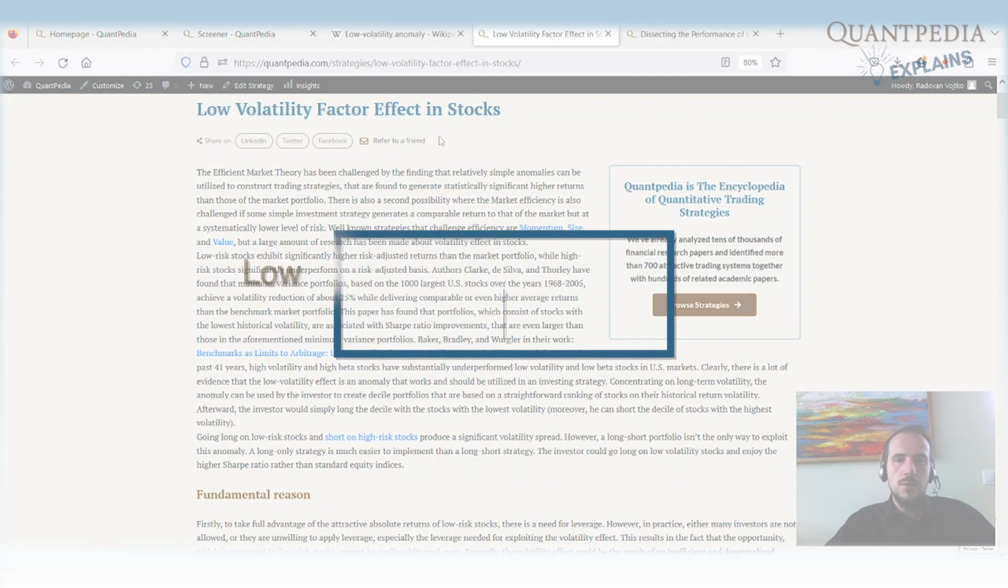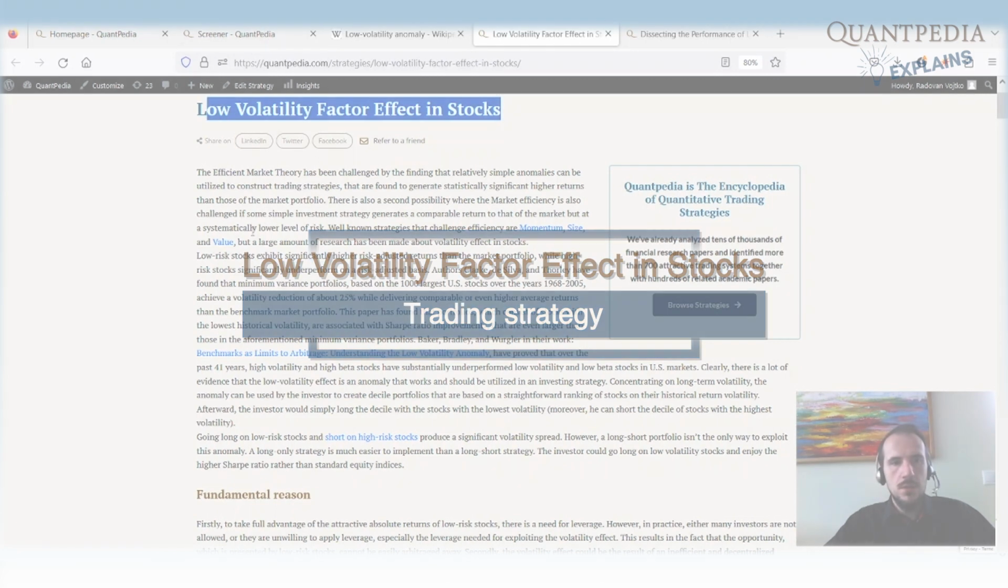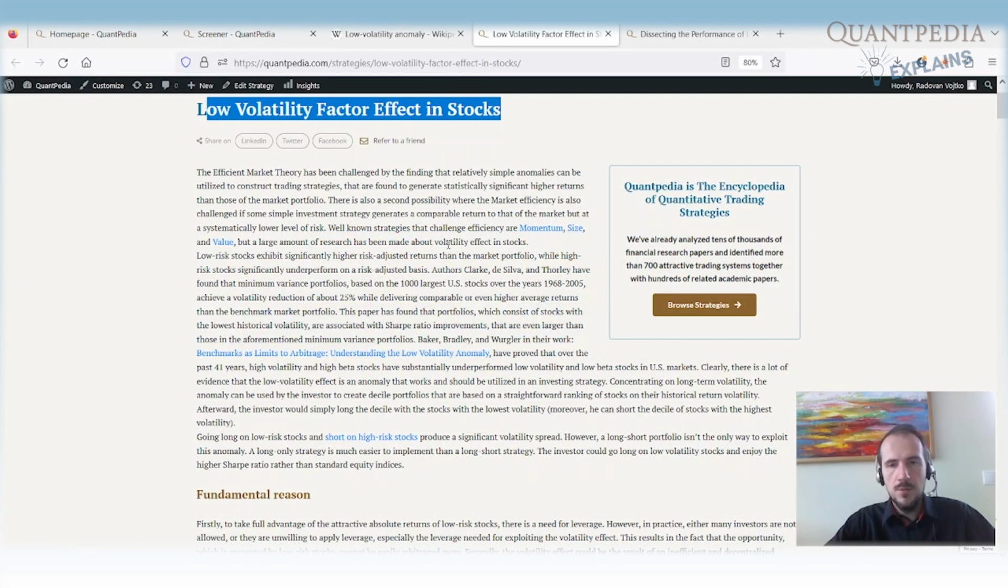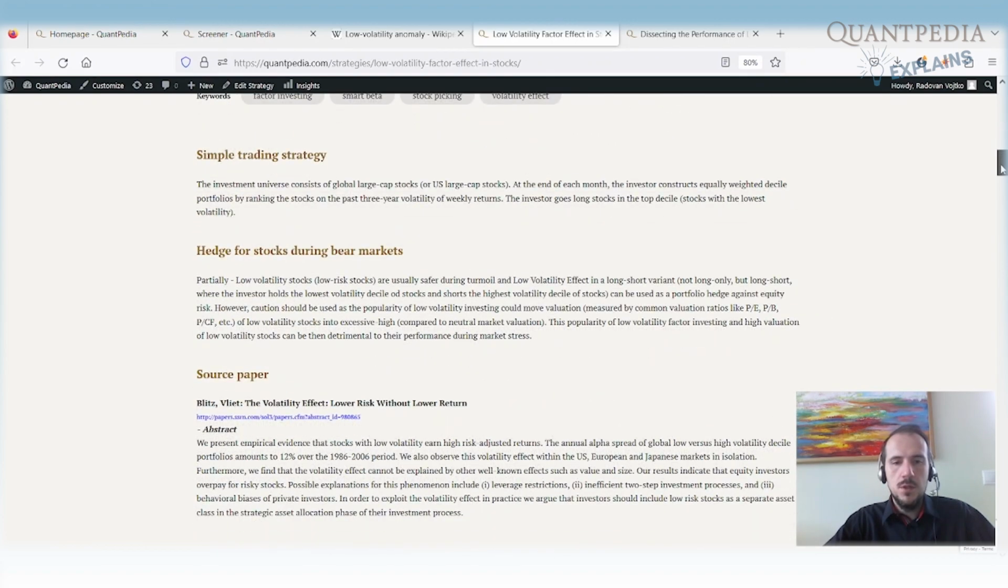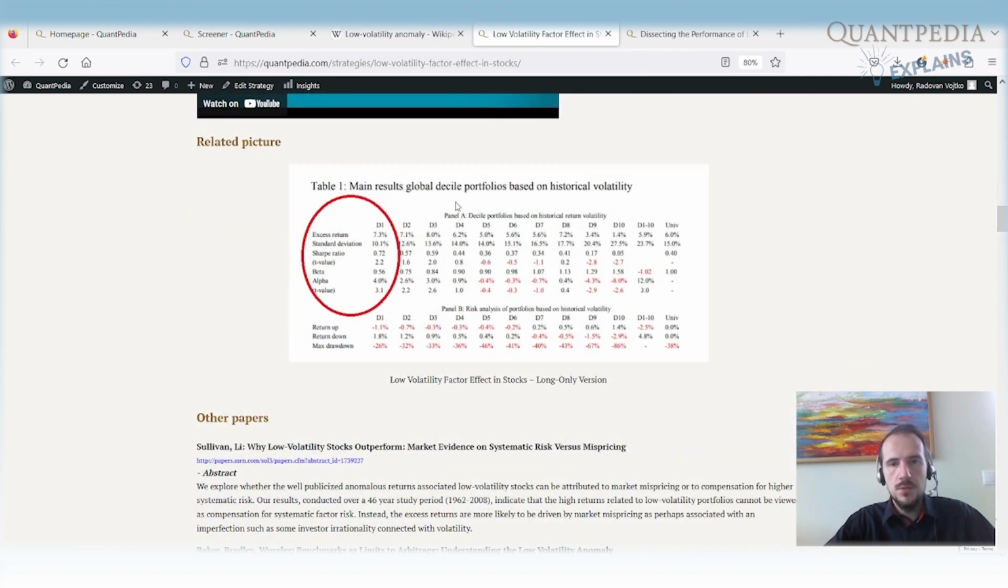The low volatility factor effect in stocks is a strategy that's freely available in Quantpedia. You can read about it in our screener. We have a lot of research papers related to the strategy or anomaly, so you can learn more about it. As mentioned in a Wikipedia article, when we sort the stocks into deciles based on past historical volatility, we see that decile number 1, the decile with the lowest volatility, has the highest return, and of course also the highest Sharpe ratio. On the other hand, the decile with the highest volatility stocks has the lowest return and lowest Sharpe ratio.